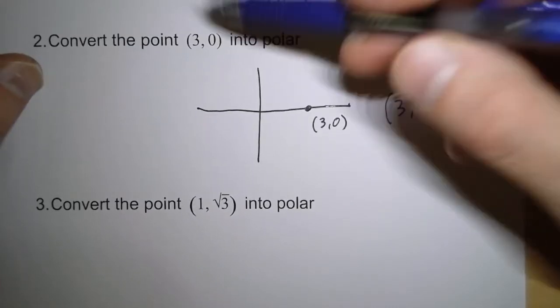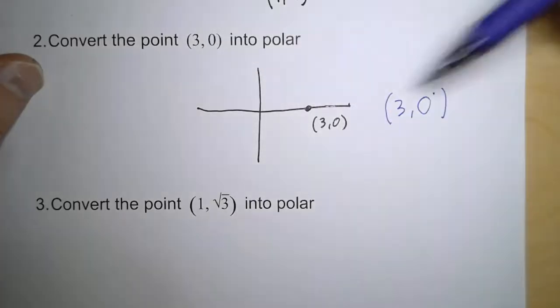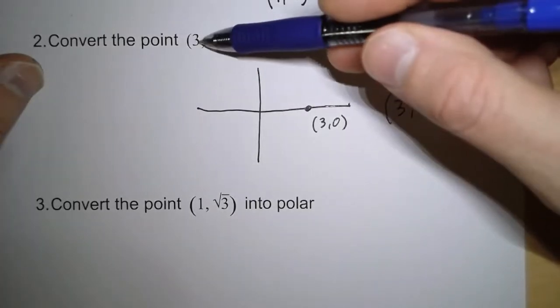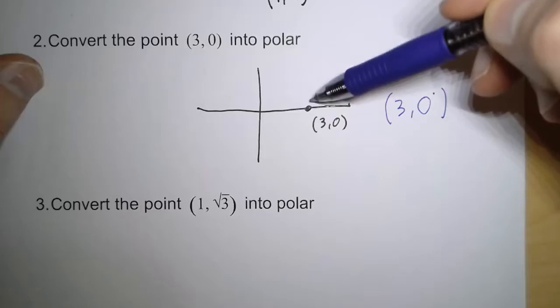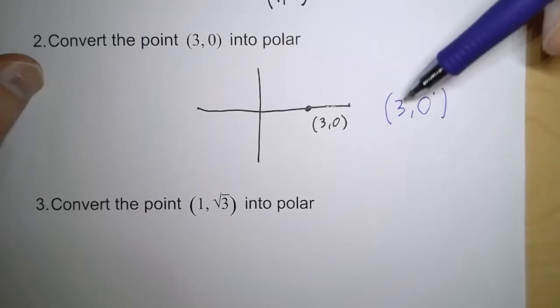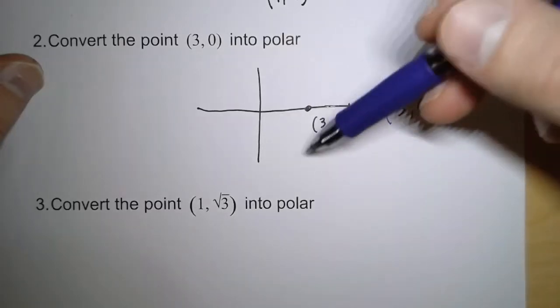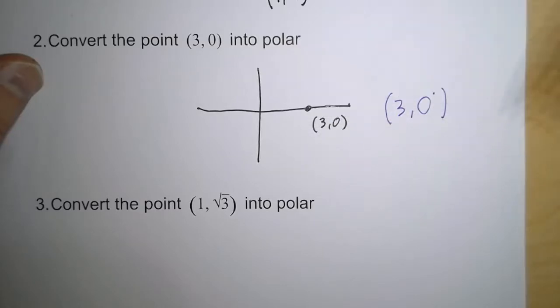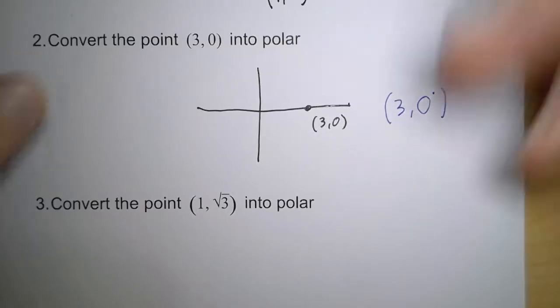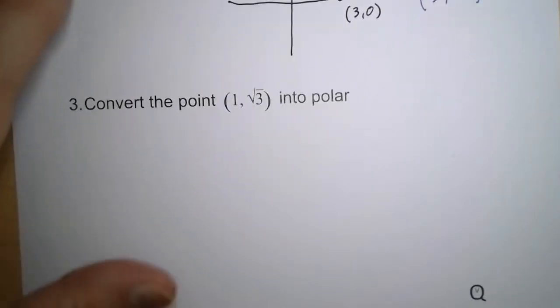The thing to remember is these two don't mean the same thing. This means we move 3 units to the right and 0 units up. This means we're 3 units away from the origin, but rotated 0 degrees. That's the difference.